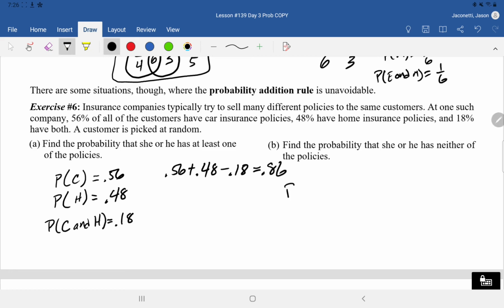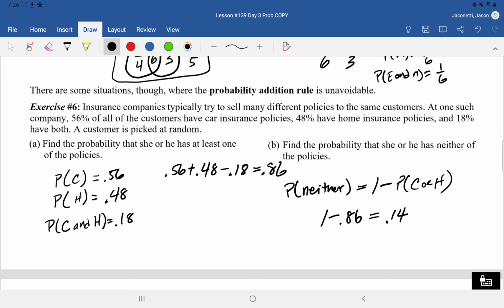Now, what's the probability they have neither? Okay, neither. All your neither really means is 1 minus the probability of C or H. Well, we already know that. 1 minus 0.86 is going to be 0.14, and that's the probability that they have neither. So because you're doing 1 minus, with 1 meaning everything, all of the people who have it and don't have it, minus the people who do have it at 0.86, leaves you with 0.14 for people who don't have it.